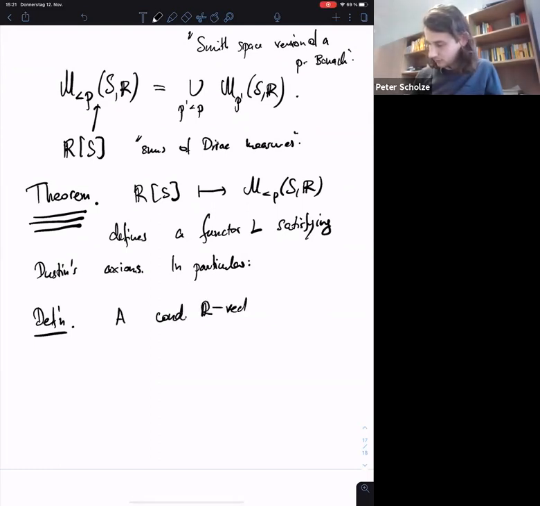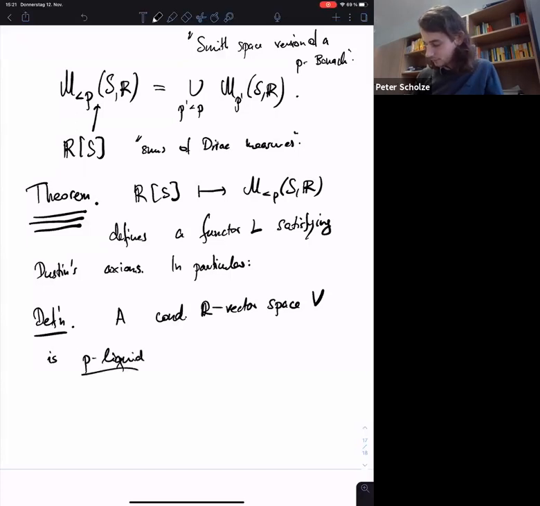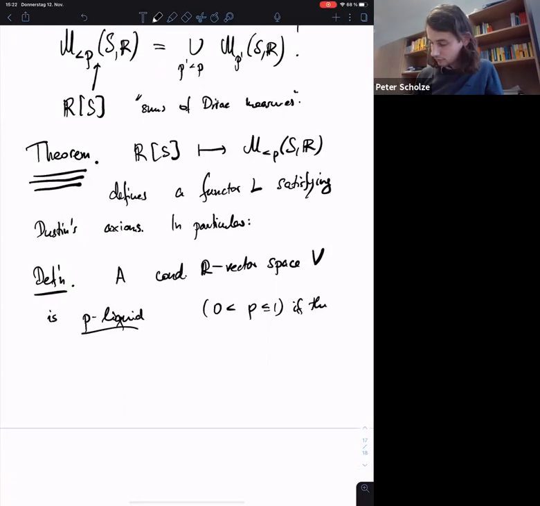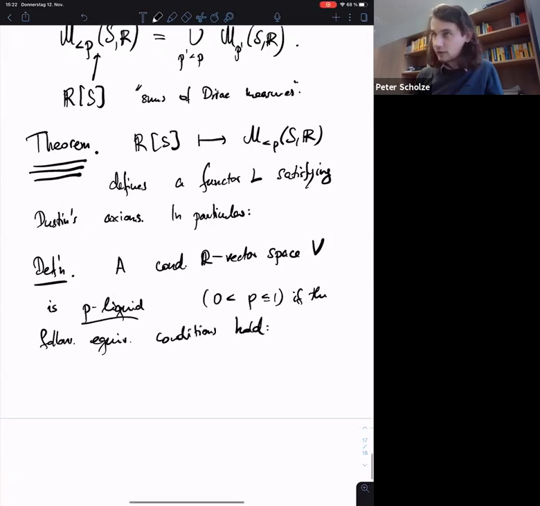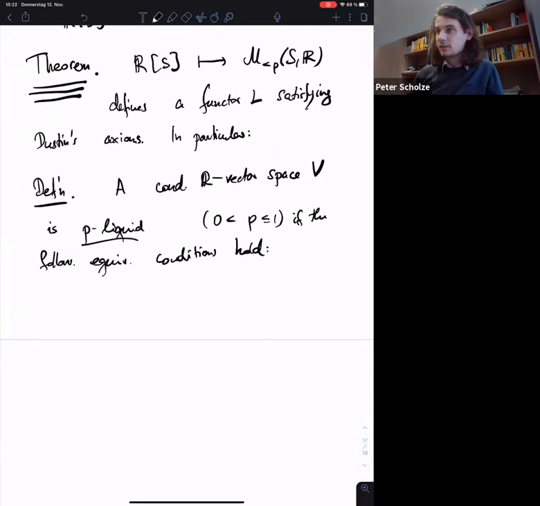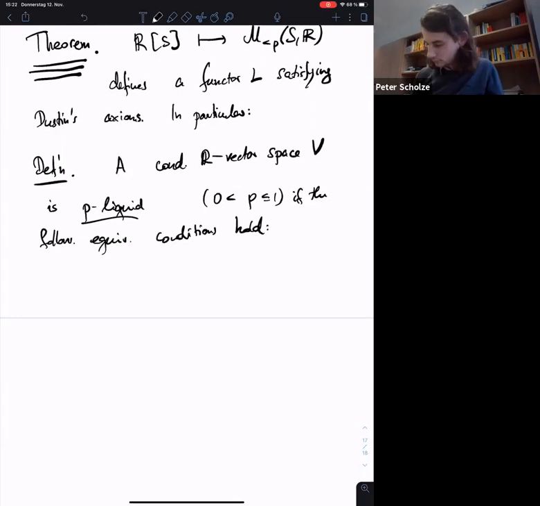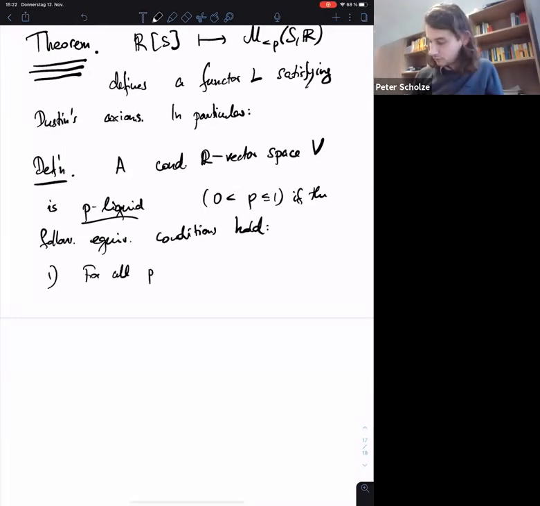We can say that a condensed R vector space V is p liquid, for p between zero and one, if the following equivalent conditions hold. So there are several ways to say it. One is to say that for all p prime less than p and all maps from S into V, there exists a unique extension f tilde to the space of p prime measures.